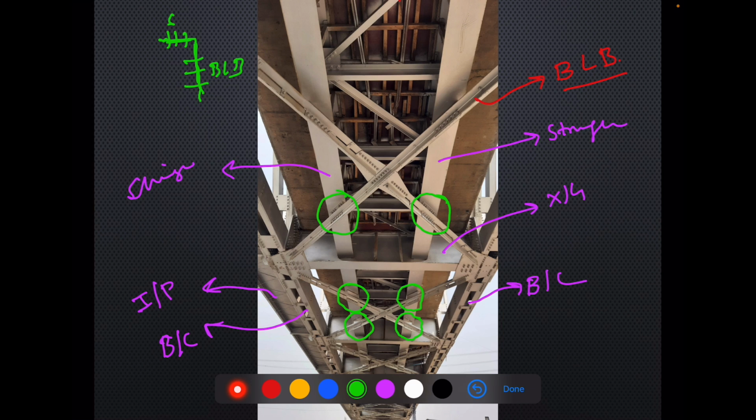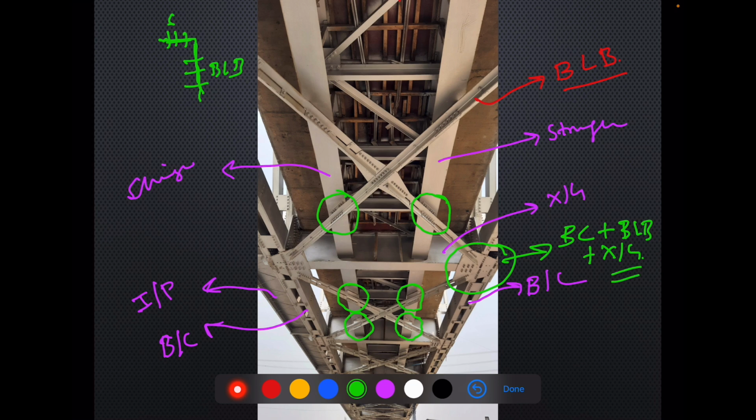And again, this bottom lateral bracing is connected with this gusset plate. This gusset plate is basically connecting bottom chords, bottom lateral bracings, and cross girder.